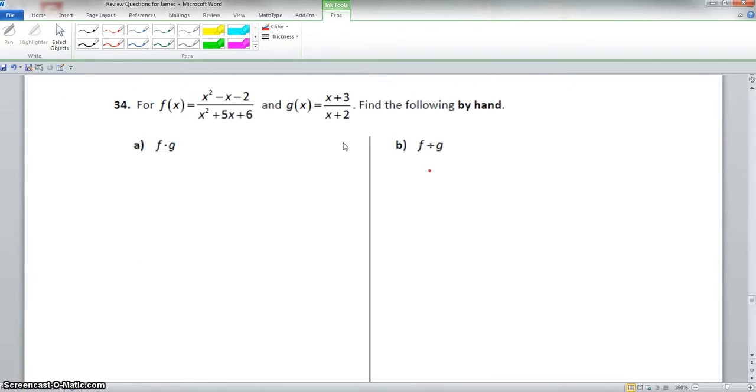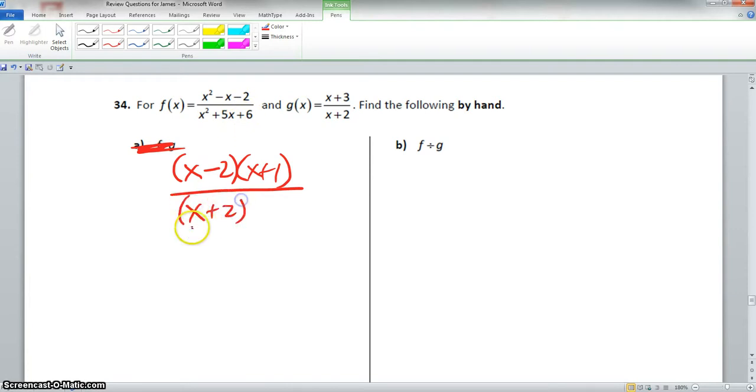Now our next problem here is 34b. We have f divided by g. What I would suggest before we write this out is let's factor f and then factor g and then see what we come up with. X squared minus x minus 2 factors out to be x minus 2 and x plus 1. And our denominator, x squared plus 5x plus 6, factors out to be x plus 2 and x plus 3.